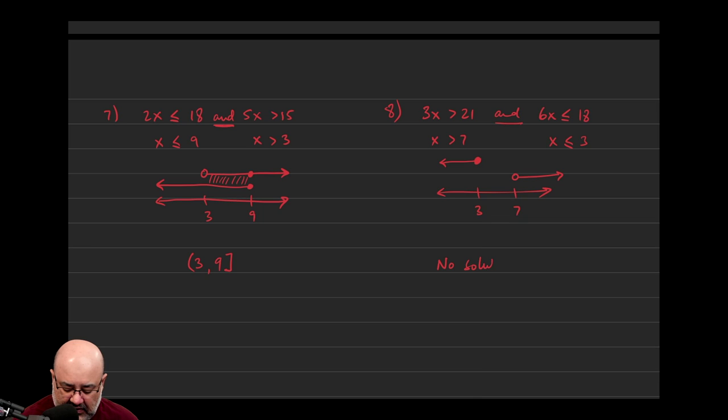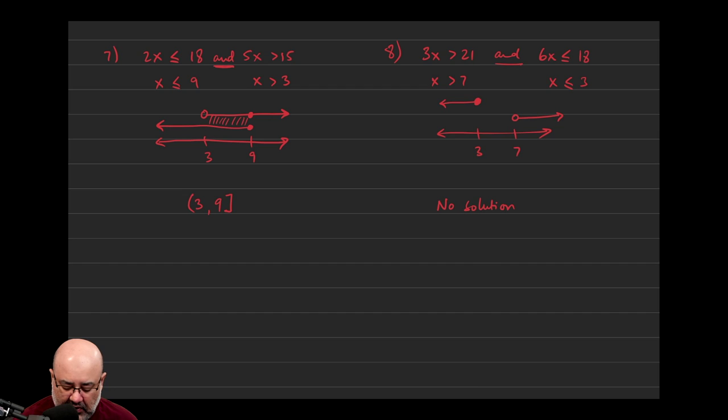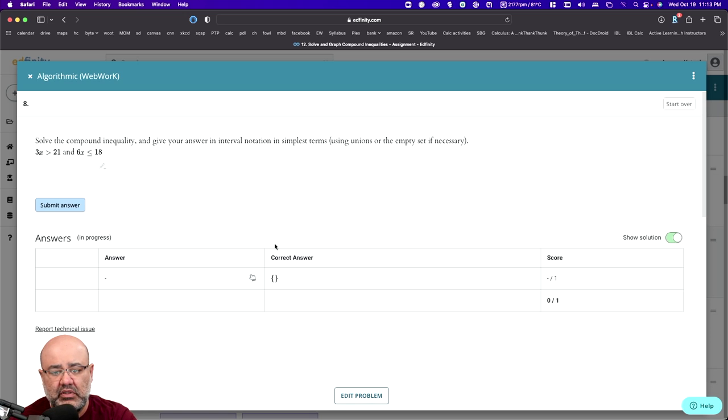So if you're taking this test on paper, you can either write the words no solution, or you can write this Greek symbol phi, which is kind of like a zero with a slash through it. It means the same thing, no solution. And you can also use curly brackets to indicate an empty set. So on Edfinity, I believe, yeah, it says to use empty set if necessary. In this case, you would need to use the empty set because there's no solution.